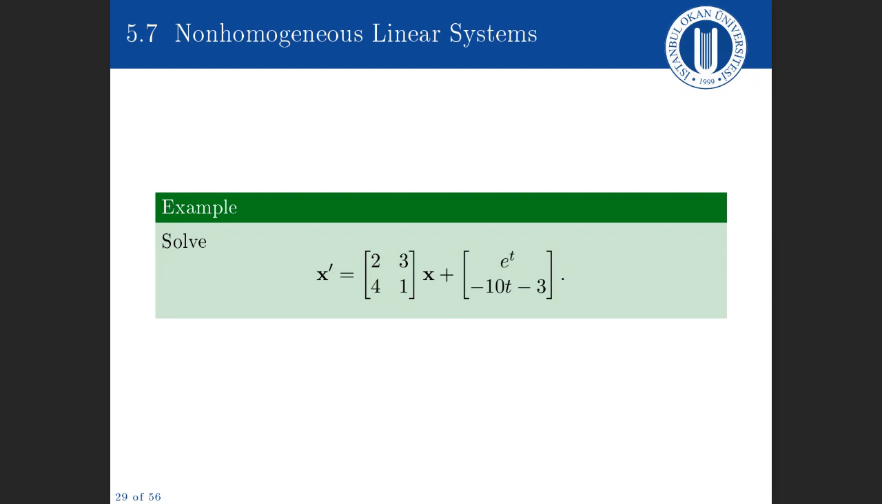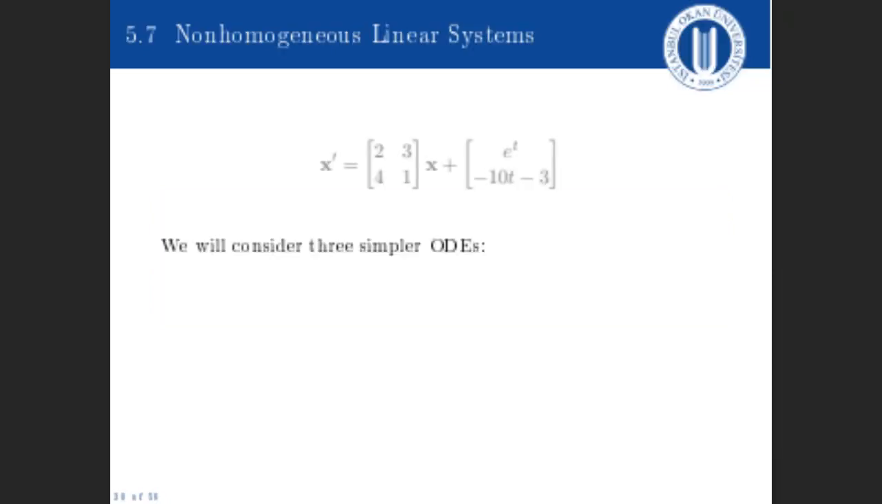Let's do another one. Solve x prime is equal to (2, 3; 4, 1) x plus e to the power t (1, 0) minus 10t (0, 3). We're going to use the same method. First, we'll find the general solution of the homogeneous equation. Step two, we'll find a particular solution. And then step three, we're going to add them together.